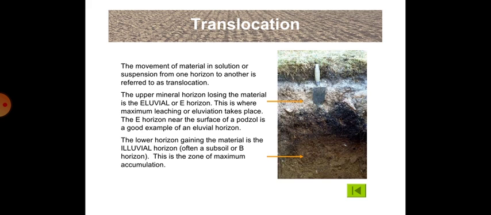The movement of material in solution or suspension from one horizon to another is referred to as translocation. The upper mineral horizon losing the material is the eluvial or E horizon. This is where maximum leaching or eluviation takes place. The E horizon near the surface of a podzol is a good example of an eluvial horizon. The lower horizon gaining the material is the illuvial horizon, often a subsoil or B horizon. This is the zone of maximum accumulation. As you can see in the figure, the arrow indicates this.